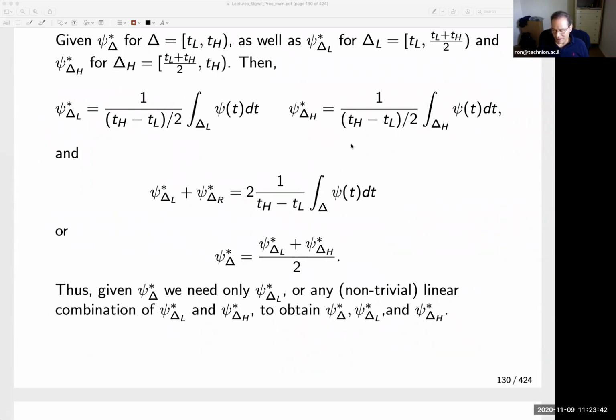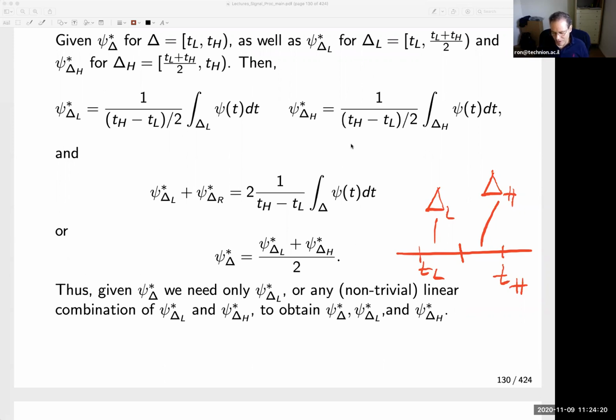So now, to make things a little bit more complicated, what we do is define my time interval between t low and t high. So this is an arbitrary interval. We define this part of the interval to be delta L, and we define this part of the interval to be delta high. Okay?